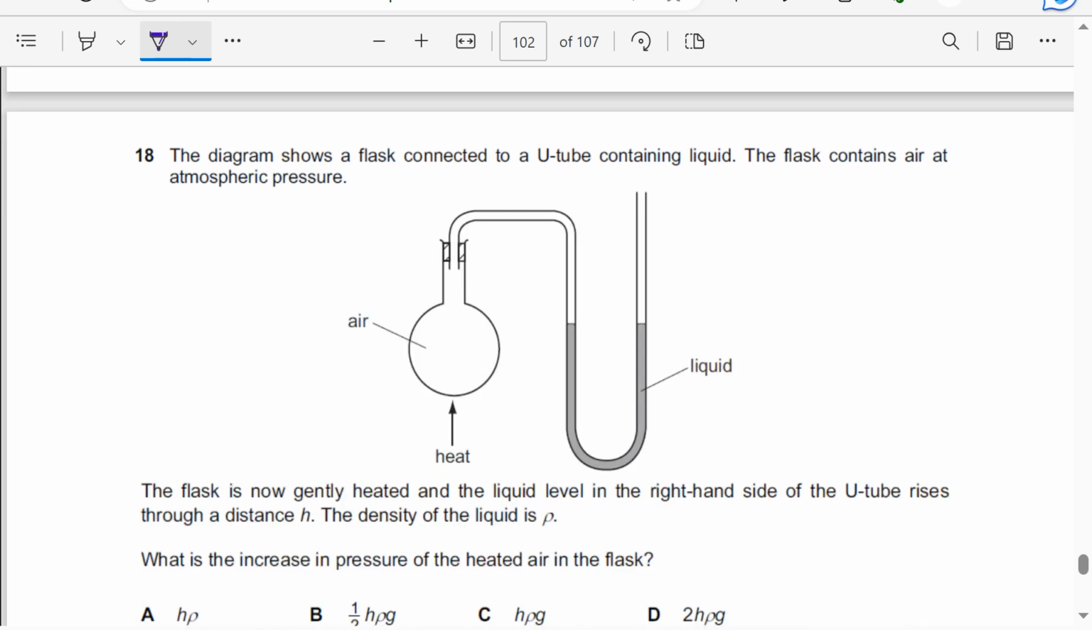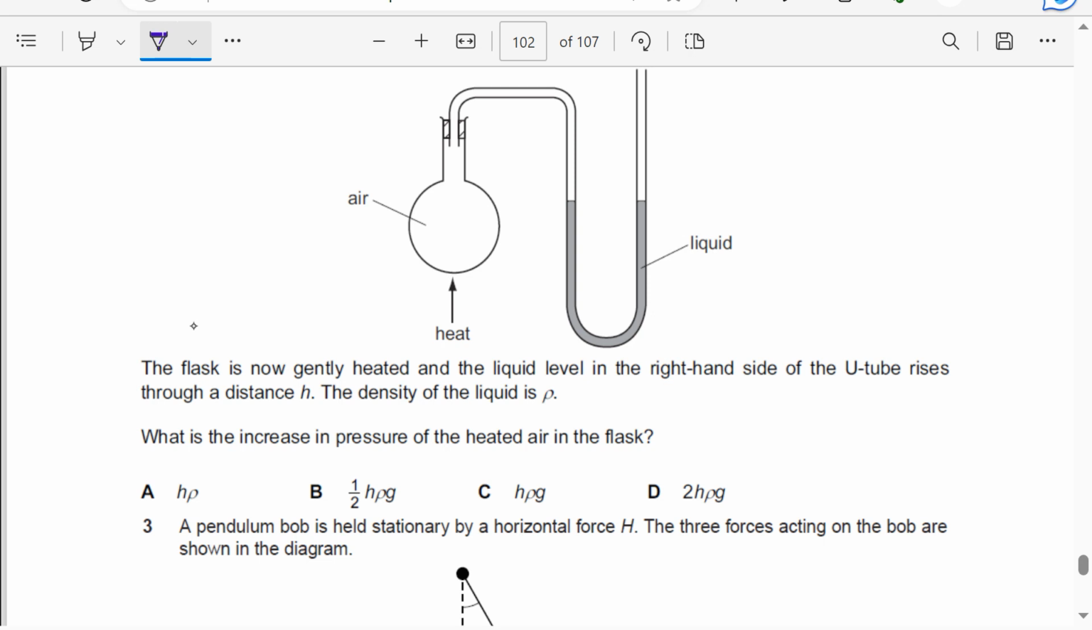The diagram shows a flask connected to a U-tube containing liquid. The flask contains air at atmospheric pressure. So the pressure here is atmospheric, so that's why even the liquids are at the same height. The flask is now gradually heated and the liquid level in the right-hand side of the U-tube rises through a distance h. So if this rises through a distance h, it means this side falls through a distance h. So the total change in the height is going to be twice h.